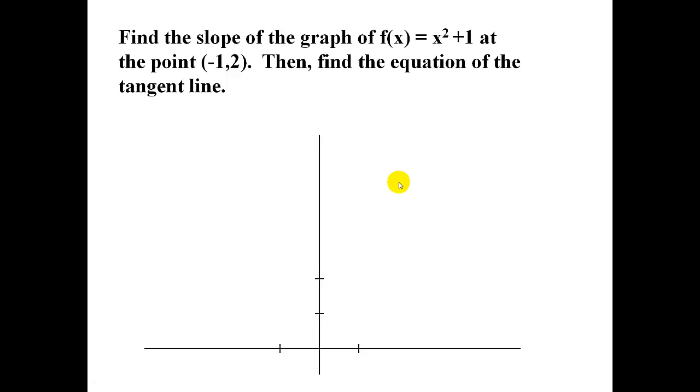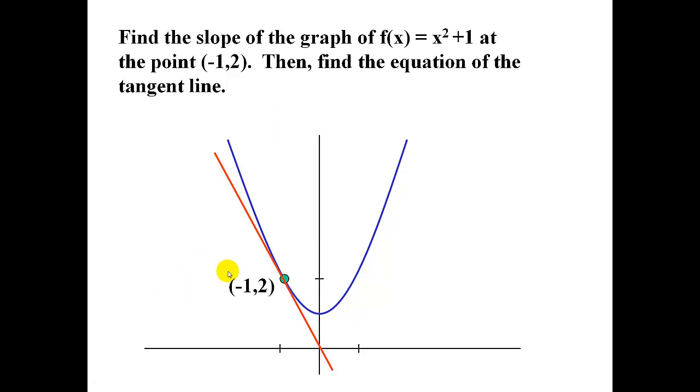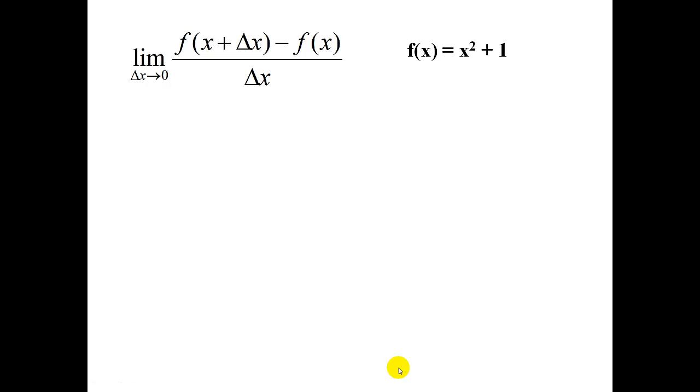Let's find the slope of the graph of f of x equals x squared plus 1 at the point negative 1 comma 2. And then we'll find the equation of the tangent line that goes through that point. Here's what it looks like. Here's the point negative 1, 2 along the function x squared plus 1. We know the tangent line will look something like this. We want to find its exact slope and its equation. So we're going to use the limit definition of that slope.